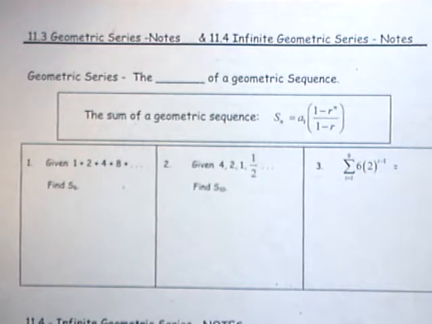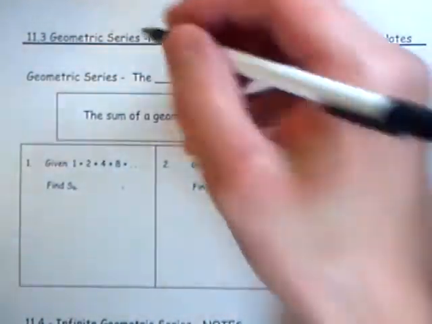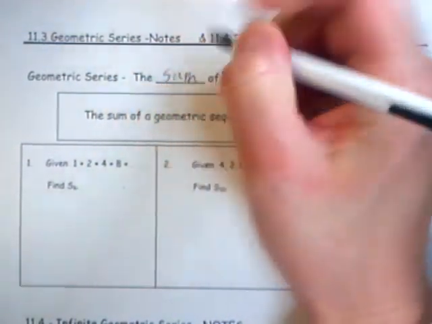Alright, so what we have here is Chapter 11, Section 3, Geometric Series Notes. And if we can get to it, Chapter 11, Section 4, Infinite Geometric Series Notes. The first thing is, this blank right here says the sum of a geometric sequence. So please write the word sum.